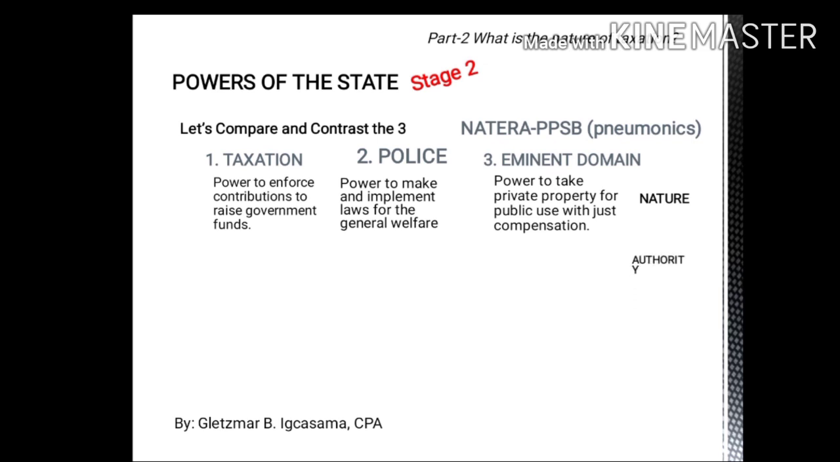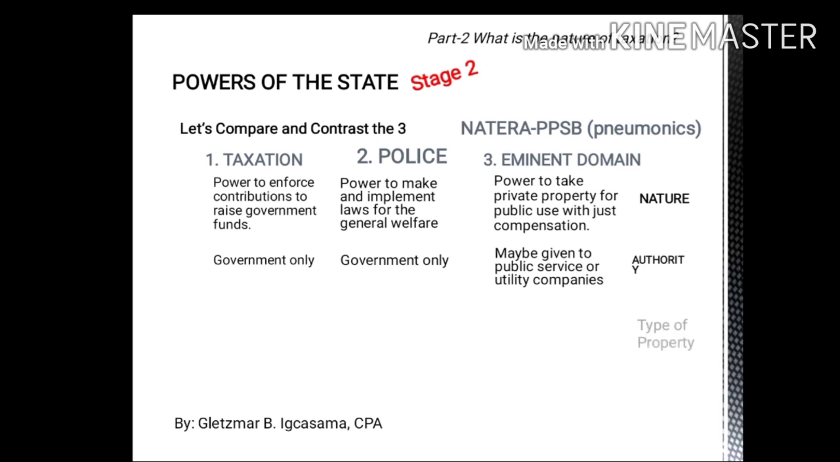Let's go to A, authority. Who has the authority to implement these powers? Taxation powers can be implemented by the government only. Police power can also be implemented only by the government. The eminent domain power can be delegated to public service or utility companies.